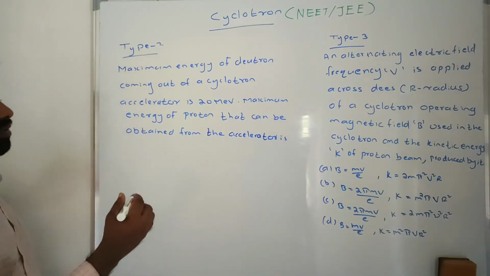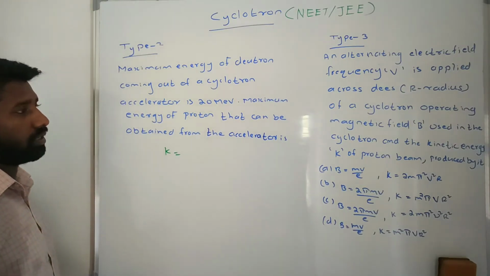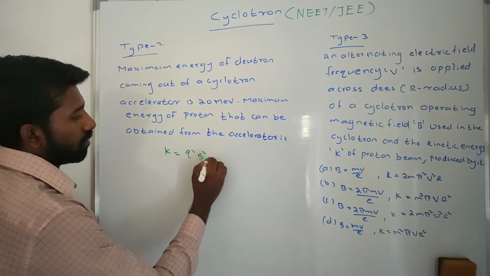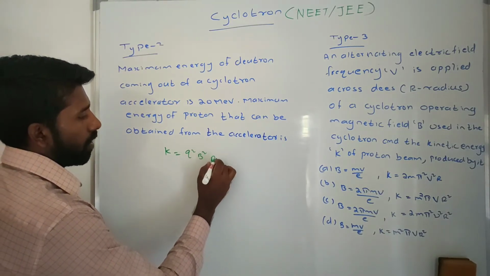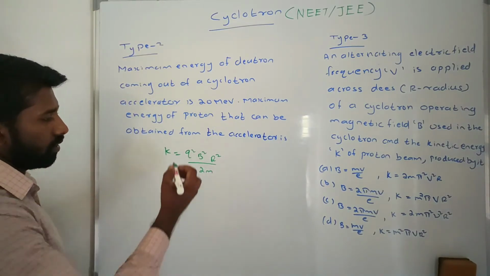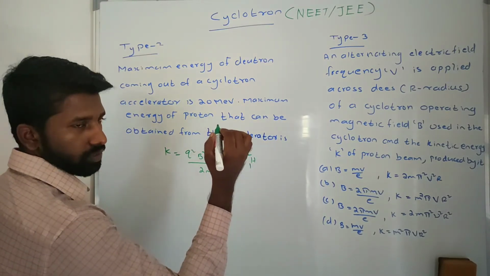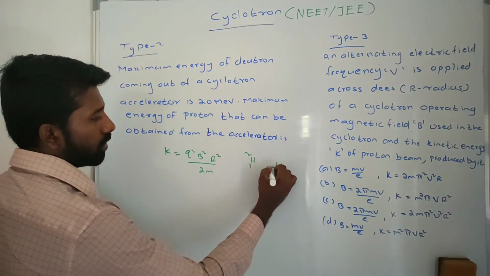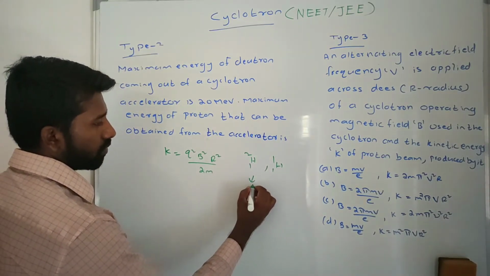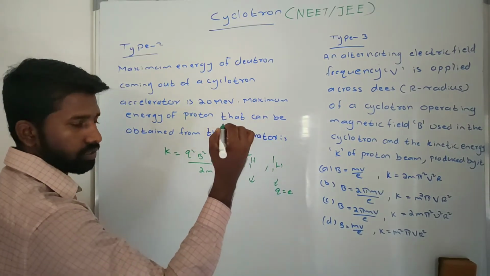Okay, so the kinetic energy of the charged particle coming out from the cyclotron is q square B square r square divided by 2m here. Okay, this is the formula. So what is meant by neutron? Neutron means H12. What about proton? Proton means H11. So what about the charge of the proton? Charge of the proton is q equal to e, we will take.